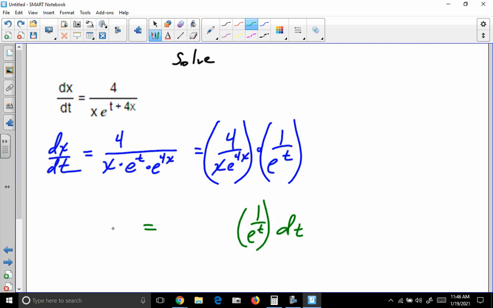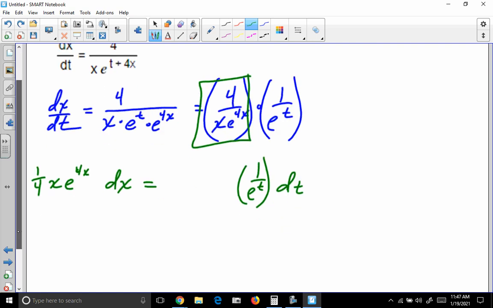We're going to have a d on the left, so we want to get this stuff to the left side. So we can divide both sides by that fraction. And if we divide by that fraction, that's going to be equivalent to multiplying by the reciprocal. So that would give us x e to the 4x over 4, or we could put a 1/4 out front. So we separated it. We got all of our x's on one side, all the t's on the other, and now we can see about integrating.